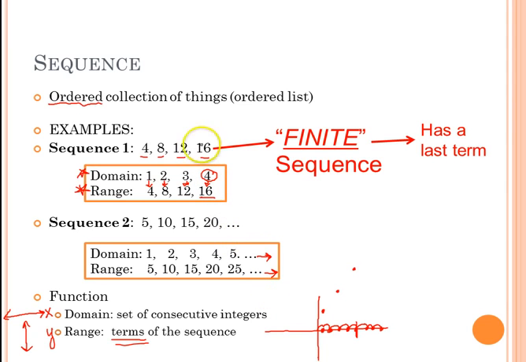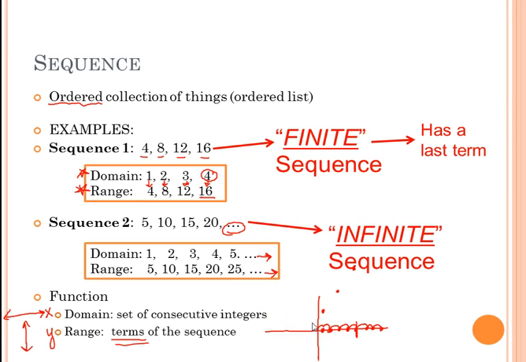Sequence 2, though. If sequence 1 is finite, what's sequence 2 with these dots? Sequence 2 would be infinite. Okay, and why infinite? Because what does infinite mean? It keeps going and going and going. Okay, so those dot, dot, dots are infinite sequence where they keep going. They continue on. They never stop.